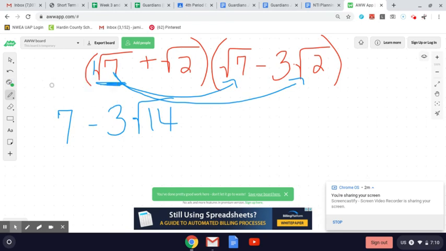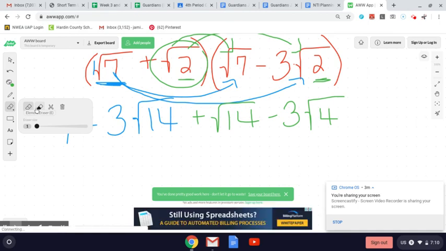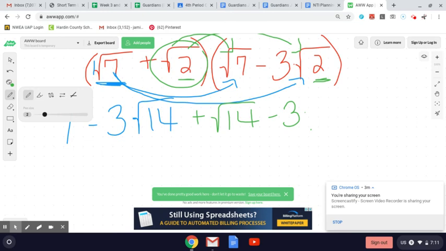Then let's change my color here. So then we're going to take the second term and we're going to multiply it by the first. Radical 2 times radical 7 is radical 14. And then radical 2 times negative 3 radical 2 is negative 3 radical 4. But again, when you see these numbers that are the same, the square root of 4 is obviously 2. So I can just change that part to a 2. And since it's right next to it, put it in parentheses like this.